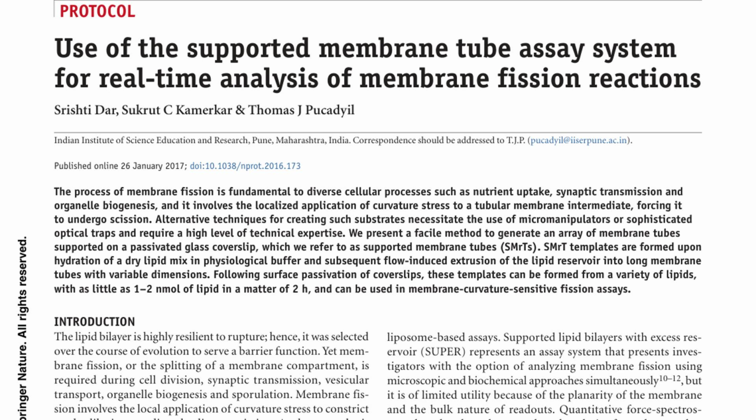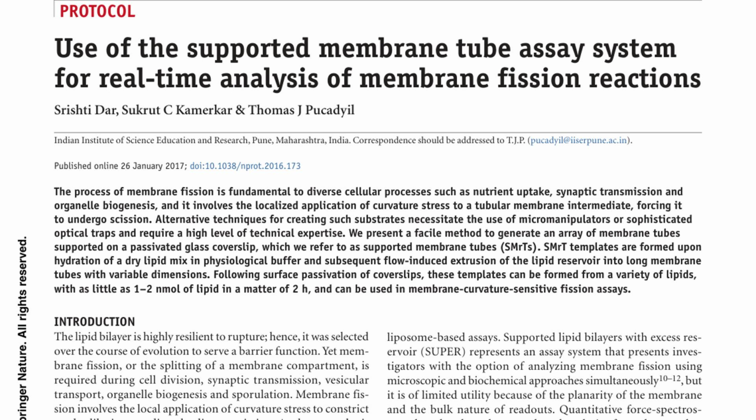The introduction introduces the supported membrane tube (SMrT) assay system as an alternative approach. SMrT templates are formed by extruding a lipid reservoir into long membrane tubes with variable dimensions. These templates are supported on a passivated glass coverslip, allowing for real-time analysis of membrane fission reactions.